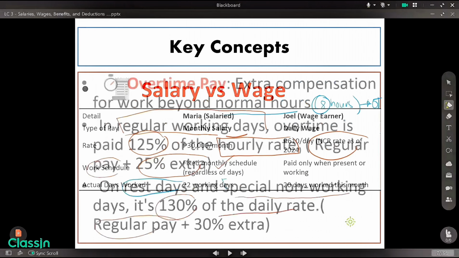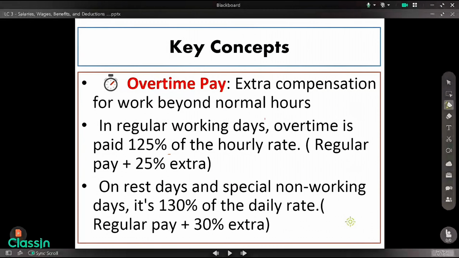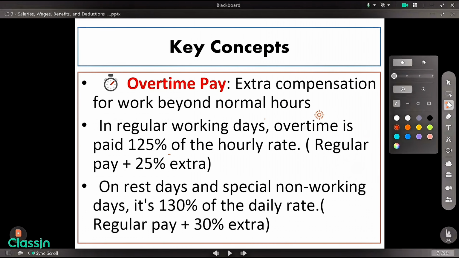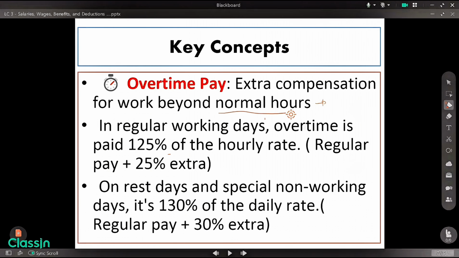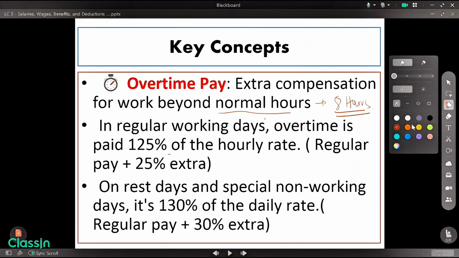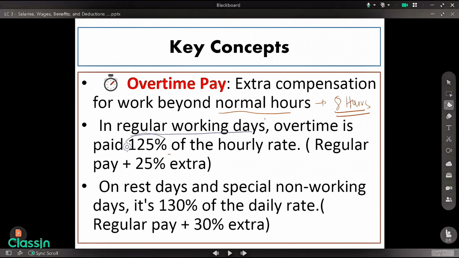Alright. Now, let's talk about overtime pay. As we all know, overtime pay is an extra compensation for work beyond normal hours. Here in the Philippines, our normal hours of working a day is 8 hours. And the rate of overtime here in the Philippines, on regular working days, will be 125% of the hourly rate. It means that your regular pay plus 25% extra.